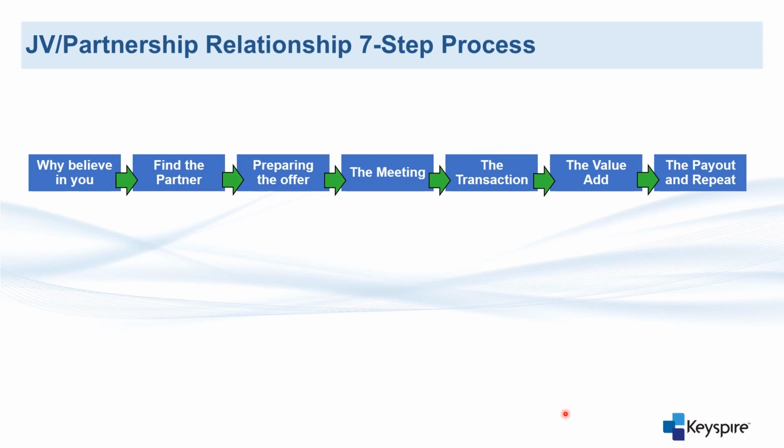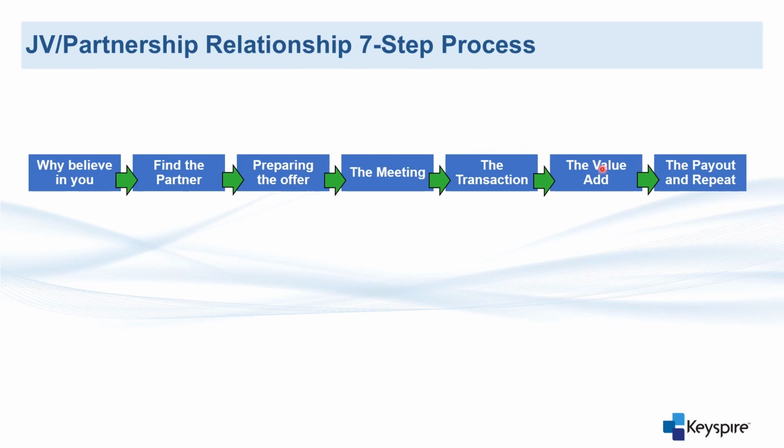At the meeting, you're going to sit down with your potential partner that you found in step 2 under find a partner. In the meeting, you're going to show them the deal and you're going to ask about what they're looking to get out of this relationship, and you're going to show them how you can provide that for them. All right, then we go to the transaction. So how do we actually transact? How does the money move? How does the contract get created and the timelines around that?